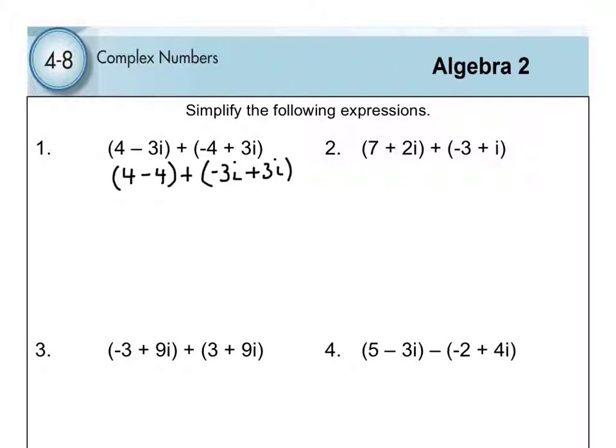So positive 4, negative 4 is 0. And negative 3i and positive 3i is 0i. So if I have 0 plus 0i, how much do I have total? I have 0. And you're done.